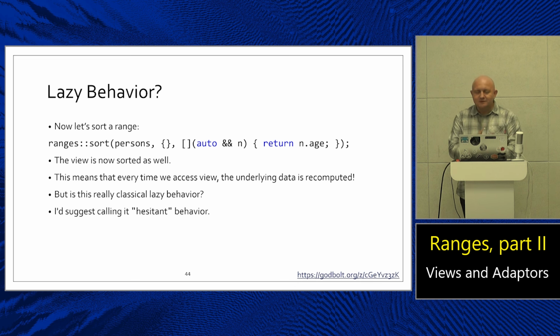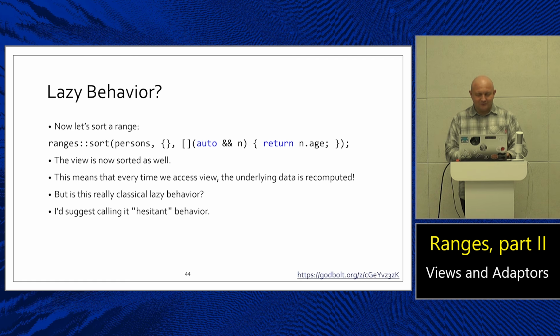Let's say we sort a range using a projection. We call ranges::sort, we pass a comparator, and we pass a projection, for example, extracting age from person. Now, something interesting happens. If we already had a view built on top of this range, that view is now sorted as well. Why? Because the view doesn't store any data of its own. It just keeps an iterator into the underlying range. So when the underlying range changes, the view immediately reflects that change.